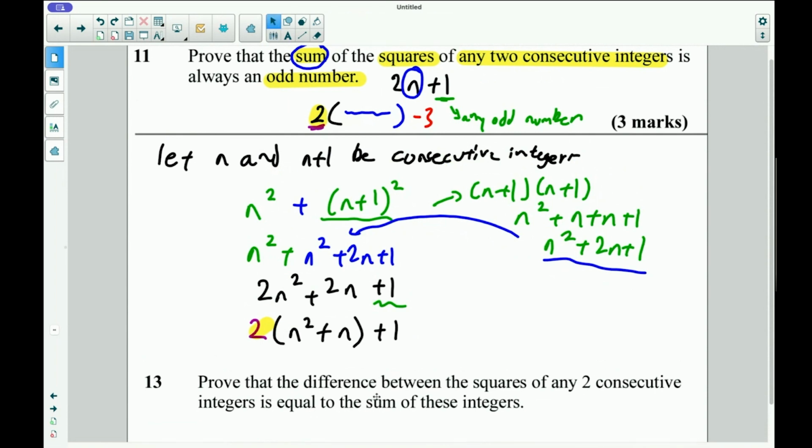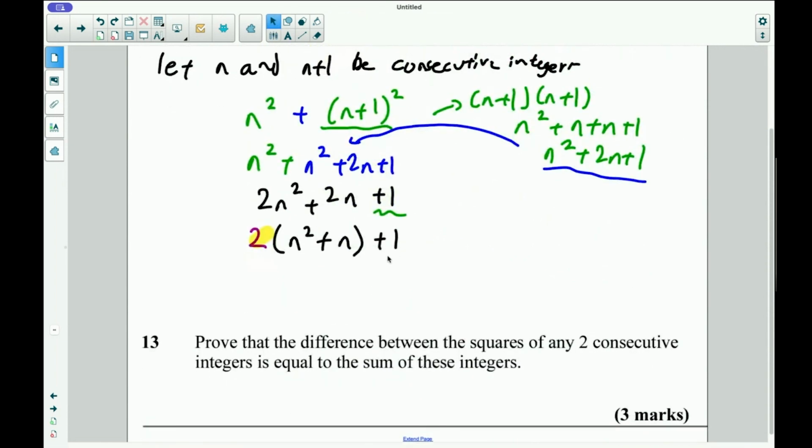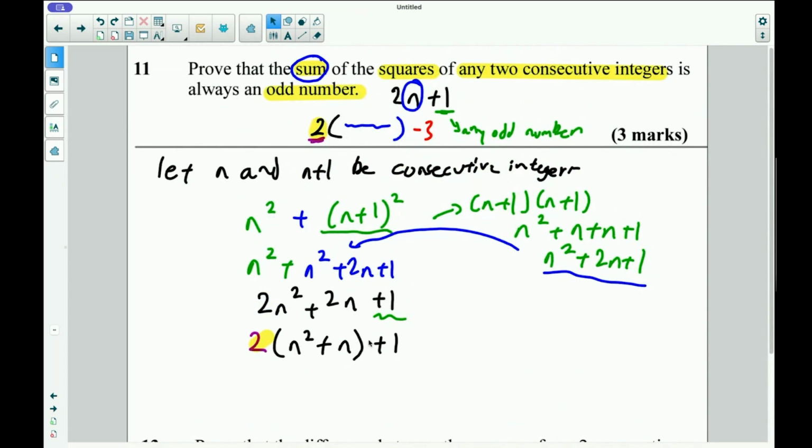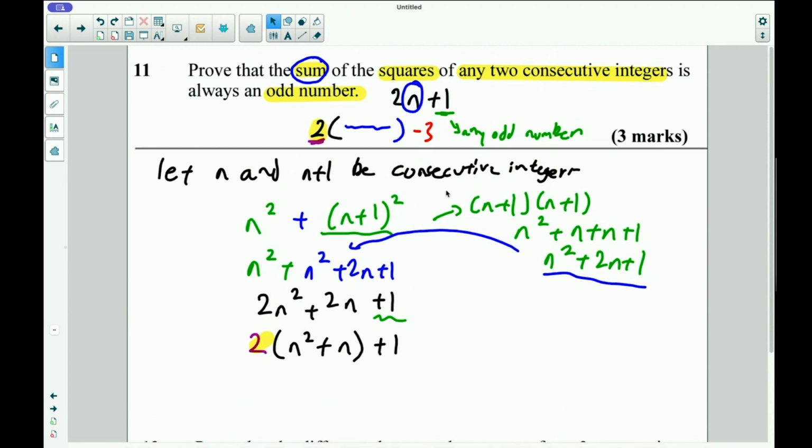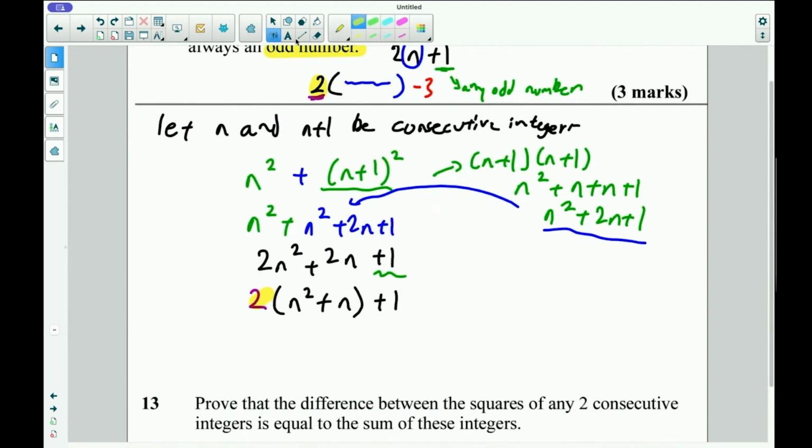So that's why we need to do that. We don't factorize the entire thing. We just have to show that our end result is some sort of even number, and then plus or minus an odd number, okay? So again, just to summarize this portion here, we can see that we have an even number. And then here we have, like I said, plus an odd is always going to be an odd number.